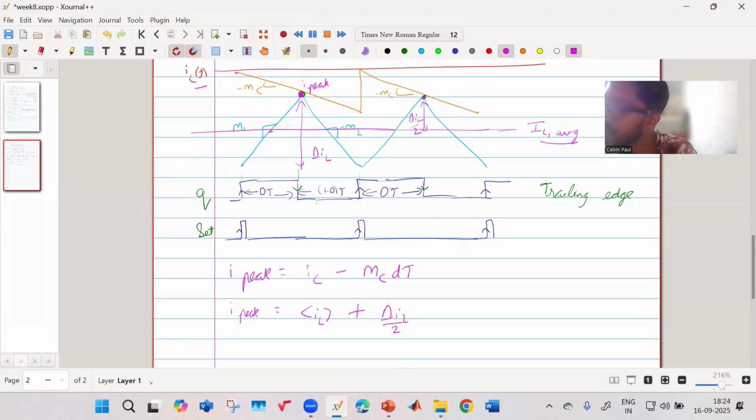So in the first approach, we only consider the rising slope. So your IP is equal to IL average plus M1 upon 2 into the time period, that is dt upon 2. Because we are only focusing on the time when it is going from this point to this point. So that is half of this time dt. That's why it is dt by 2.